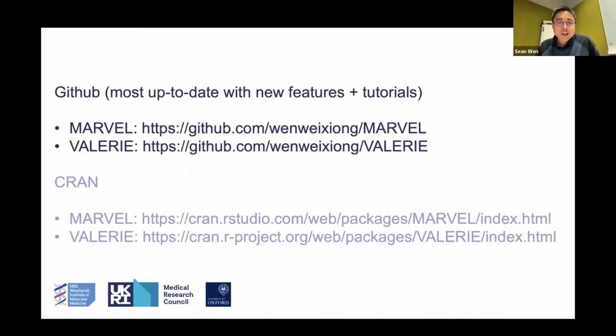So Marvel and Valerie are both publicly available software for non-commercial entities. And it's available through two platforms. The first is GitHub, where the most up-to-date version is, with new features and with tutorials. So I suggest always going to GitHub for the latest stuff. The ones on CRAN are the versions that were published according to the paper, and the new features will come more slowly for the CRAN version.